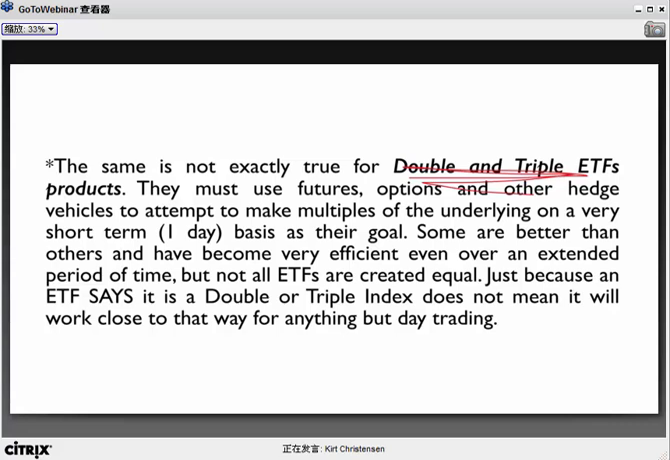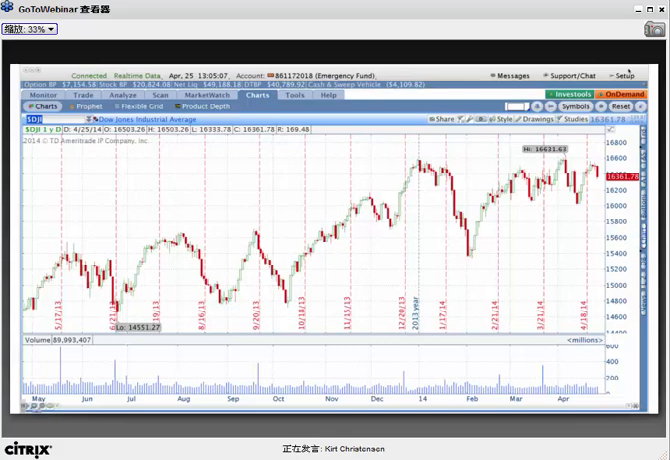Now, the whole purpose of a double ETF is, for example, if the Dow goes up 100 points, the double ETF's goal is to go up 200 points. And the nice thing about doubles is they go both ways. There are straight double ETFs that are bullish, and then there are inverse ETFs or bearish ETFs. Don't get too caught up on that. It's not that big a deal. We'll show you tons of examples as we go through here.